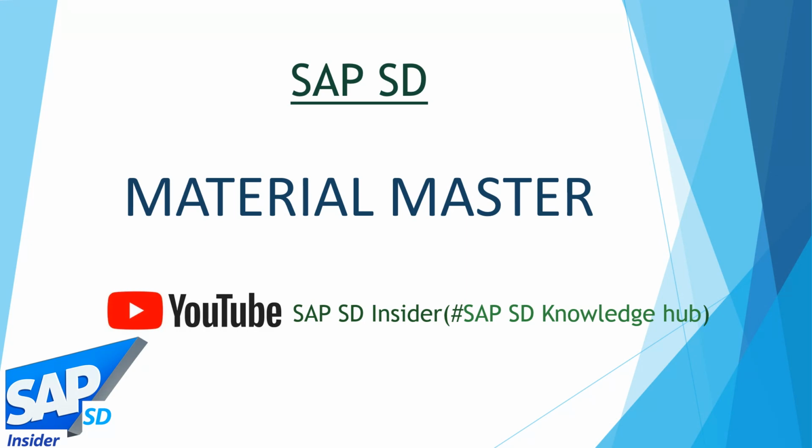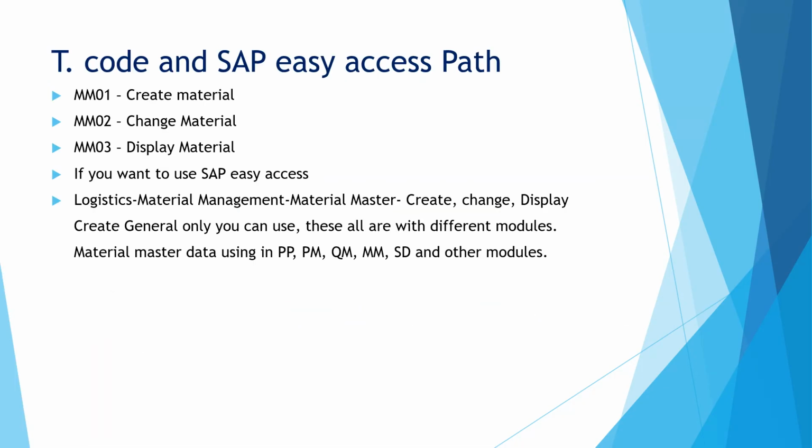So now I am going to show you how to create the material with the finished product. After that I will show you the service material also. First of all, we go to the next slide. You can see the T codes and the SAP Easy Access path for creating material. We have three T codes: create material, change material, and display material, which are MM01, MM02, and MM03. MM01 is for creating material, MM02 is for changing material, and MM03 is for displaying material.